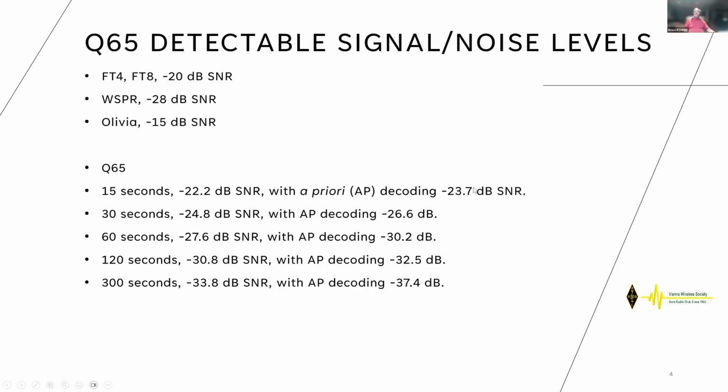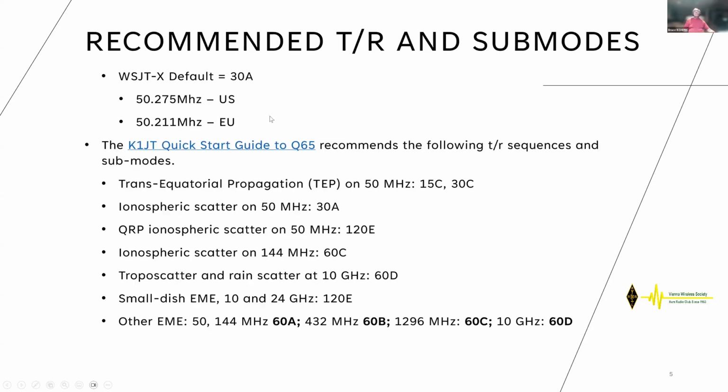If you've got lots and lots of time and you want to pick up something way out of the mud, you can go to 300 seconds and get yourself all the way down to minus 37 dB. That compares to minus 28 for Whisper. If you fire up WSJT-X and select Q65, it will bring you up to 38.